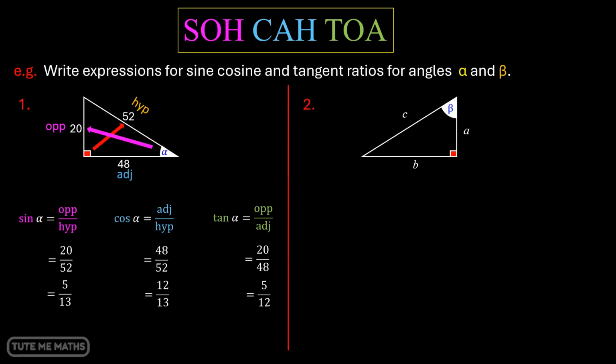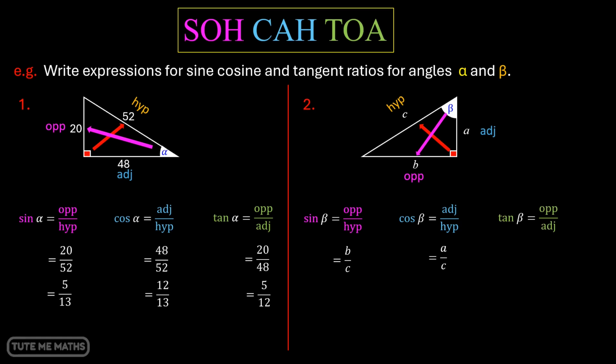In example 2, we are given variables as the side lengths. We label the sides as before: hypotenuse, opposite, adjacent, and now again we can easily read the values. The angle this time is the Greek letter beta, and we have sine beta is equal to b over c. Cos beta is a over c, and lastly tan beta is b over a.